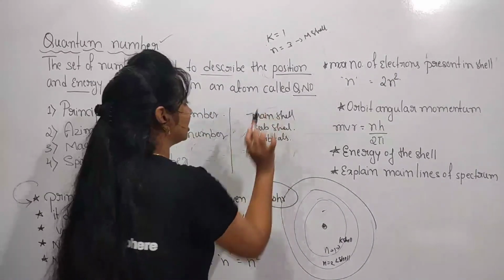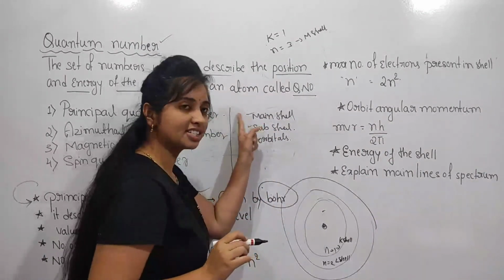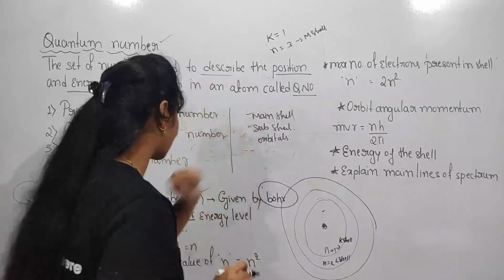In the main shell, how many subshells are present?